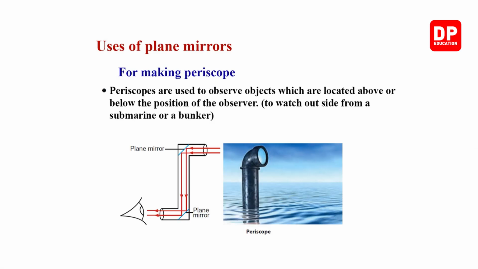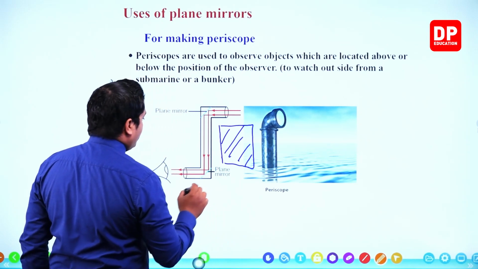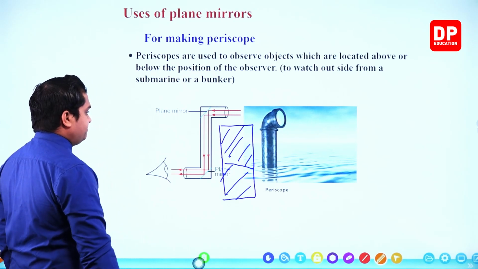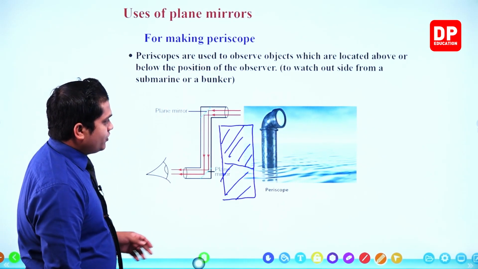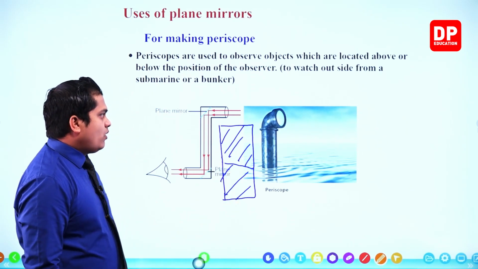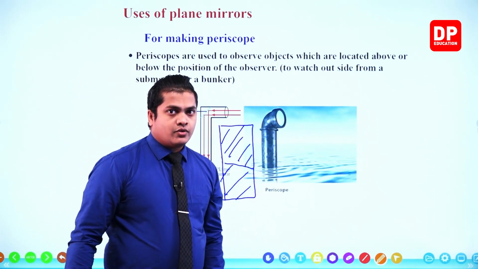Periscopes are used to observe objects which are located above or below the position of the observer, to watch outside from a submarine or a bunker. As you can see here, if a certain obstacle is there, then through the obstacle you are going to watch. So this is the obstacle. Now you are in here. You won't be able to observe the other side because of the obstacle. However, if you keep the periscope like this, then you can observe the other side without any trouble.